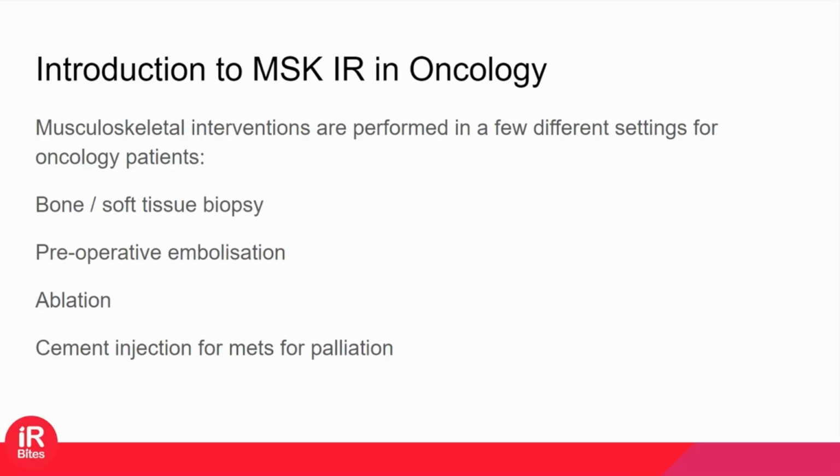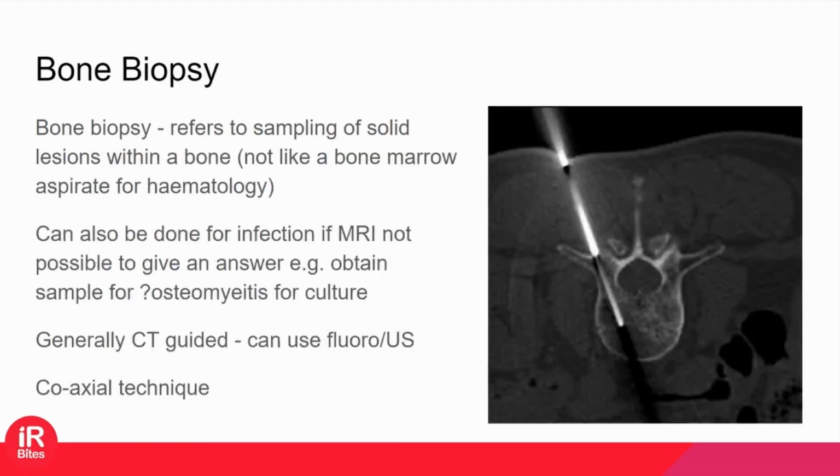So next slide, we'll talk about bone biopsy. All that means is if you've got a solid lesion within the bone, you take a sample of it, and that's different to a bone marrow trephine or aspirate that you do in hematology, in that you are targeting a specific lesion rather than just getting into the marrow and taking cells. So that's what you mean when you say bone biopsy.